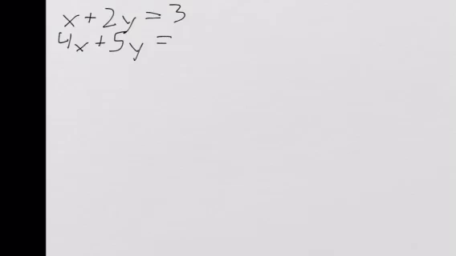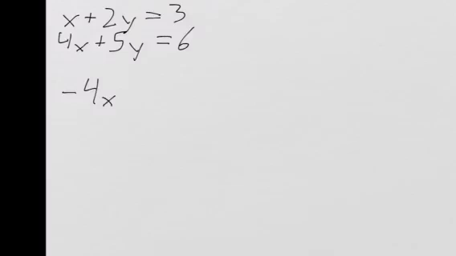Second method, I'm going to use the same system of equations. x plus 2y equals 3, and 4x plus 5y equals 6. So this time, I'm going to use the idea that if I add two things that are equal, the sum's still going to be equal, and if I multiply both sides of an equation by the same number, I'm still going to keep equality. So the first thing I'm going to do is multiply both sides of the first equation by negative 4.